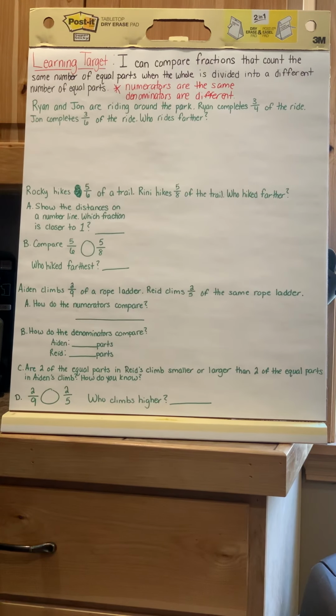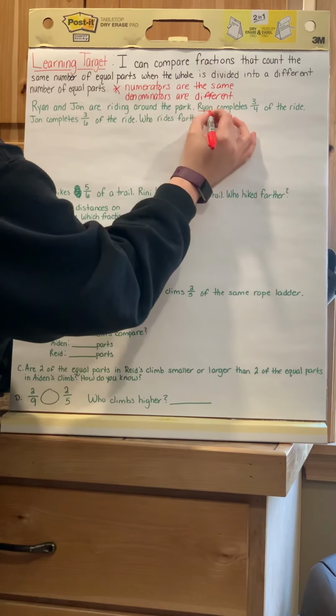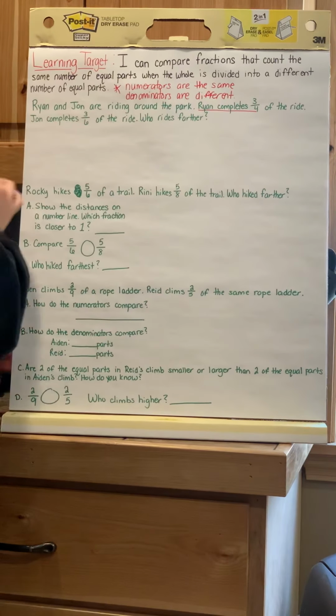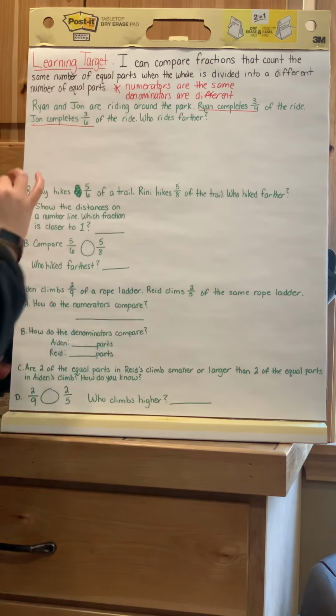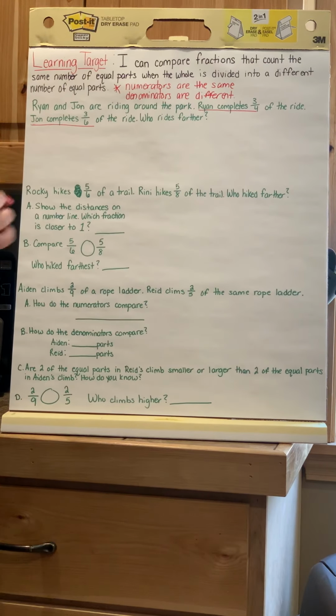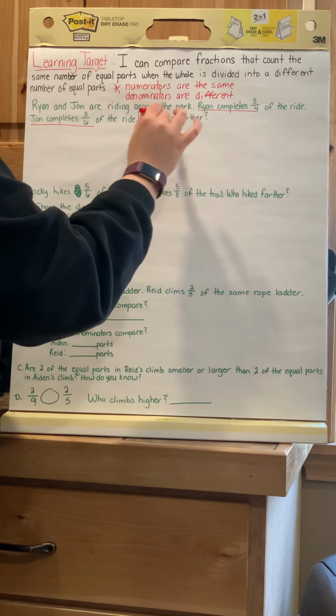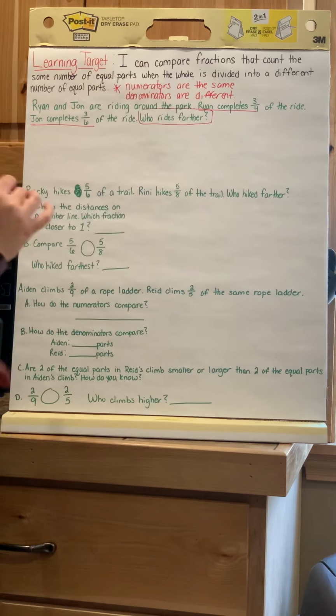So let's look at this first one. Ryan and John are riding around the park. Ryan completes 3/4 of the ride. John completes 3/6 of the ride. Who rides farther? Ryan completes 3/4. John completes 3/6. I want to know who rides farther.